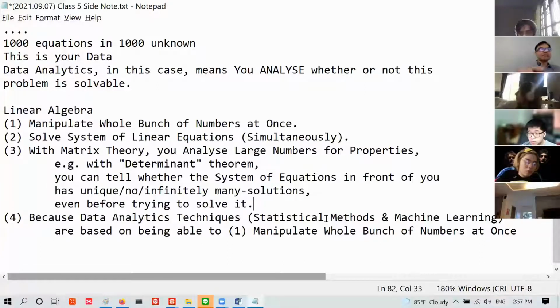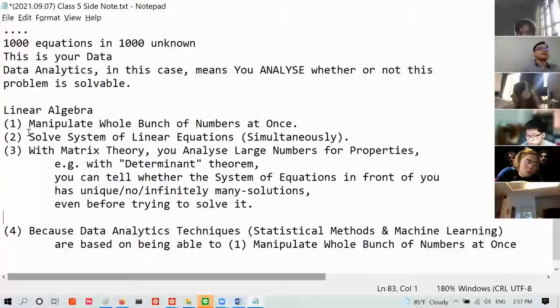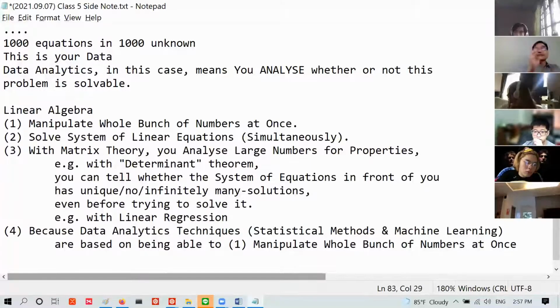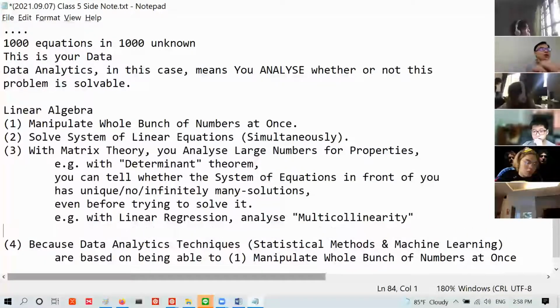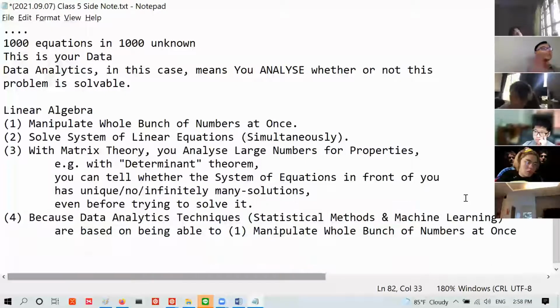And then, of course, with matrix theory, you have other things. For example, something else with linear regression. Some of you may know this, some of you may not, we analyze what's called multi-collinearity, or solve and get the coefficients. So there are plenty, so many of them.